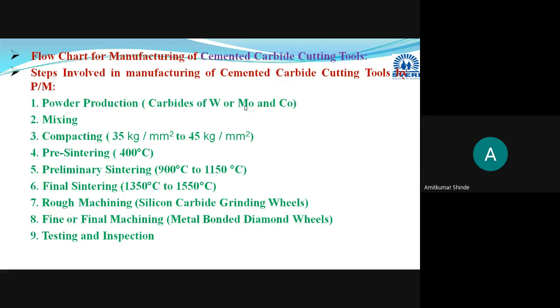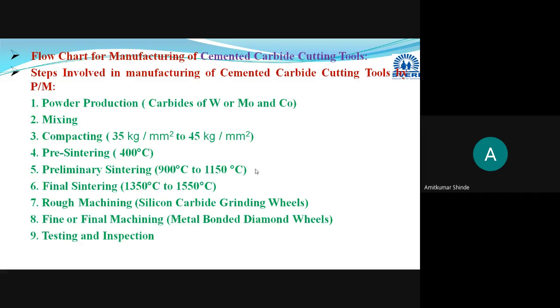And this is the final sintering, which is performed for approximately 2 hours. This cobalt will get diffused on the carbide and tungsten particles, and it will result in diffusion and densification, and finally formation of new grains will take place. That will be termed as recrystallization and grain growth process.